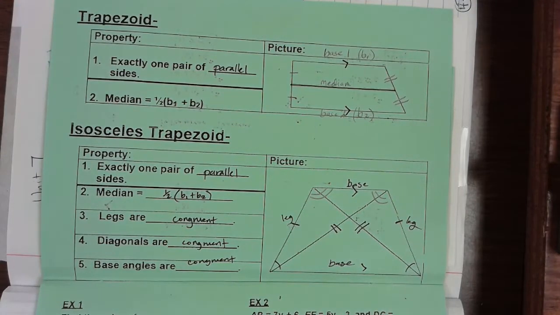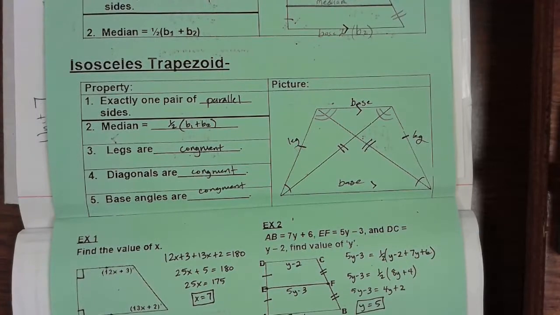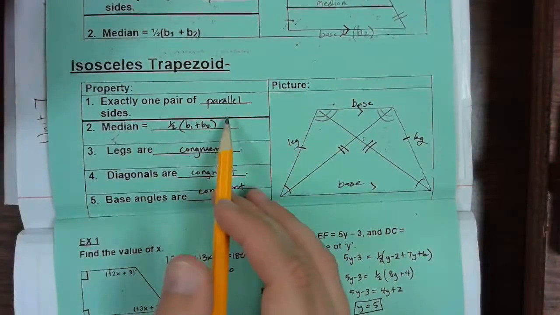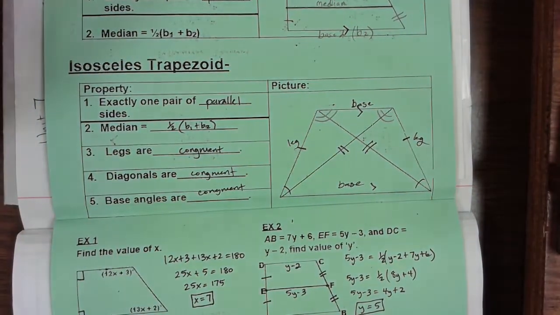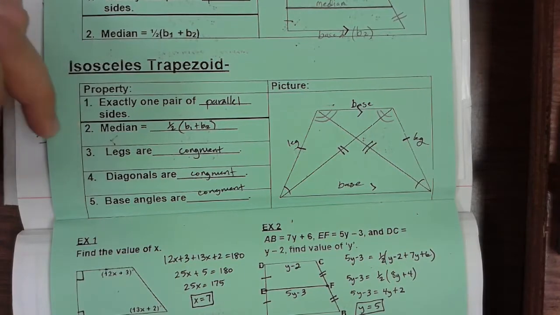Now let's get a little bit closer with it. Let's look at an isosceles trapezoid, a little bit more refined definition. An isosceles trapezoid is going to have 5 things, or technically 4, but 5 things we need to note about it. Just like with a regular trapezoid, it's going to have exactly one pair of parallel sides. If it has more than one pair, it can't be a trapezoid. Instead, it's going to have to be a parallelogram or something else. And once again, we can calculate the median by the same formula.